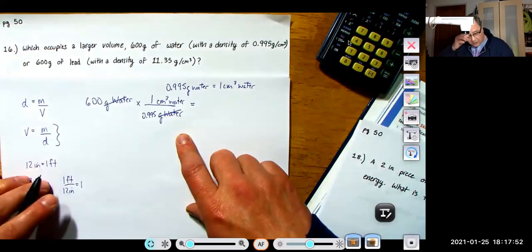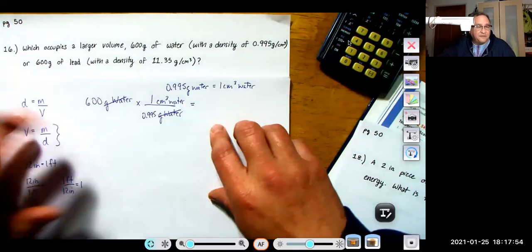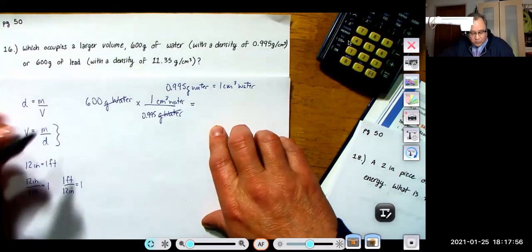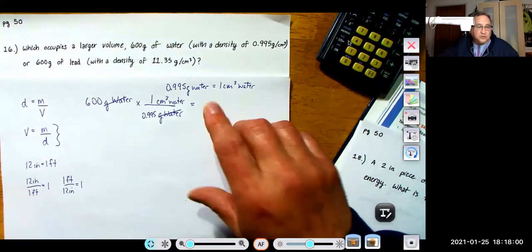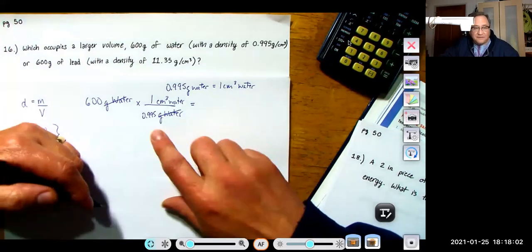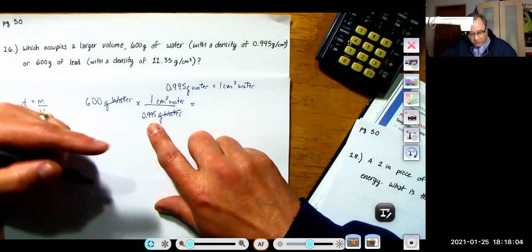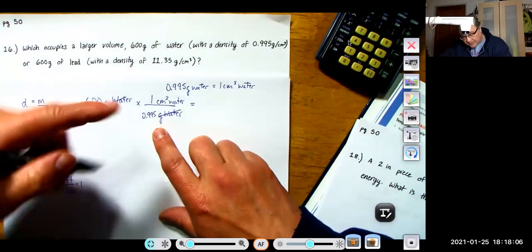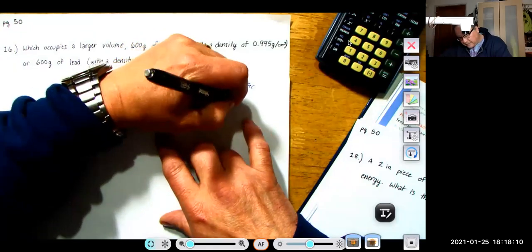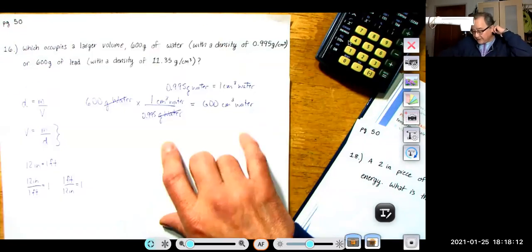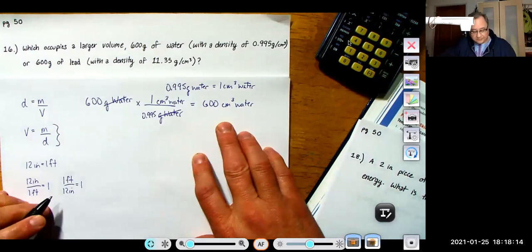Okay, now looking at this problem, how many significant figures are we allowed at the end? And the answer is 1, because 600 has only one sig fig. So I can do this one in my head. 0.995 is close enough to 1 that this will go into that 600 times. So I get 600 centimeters cubed of water.